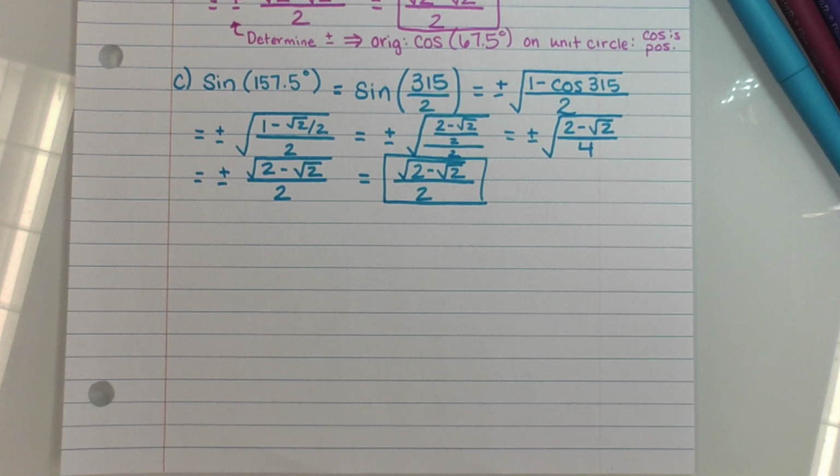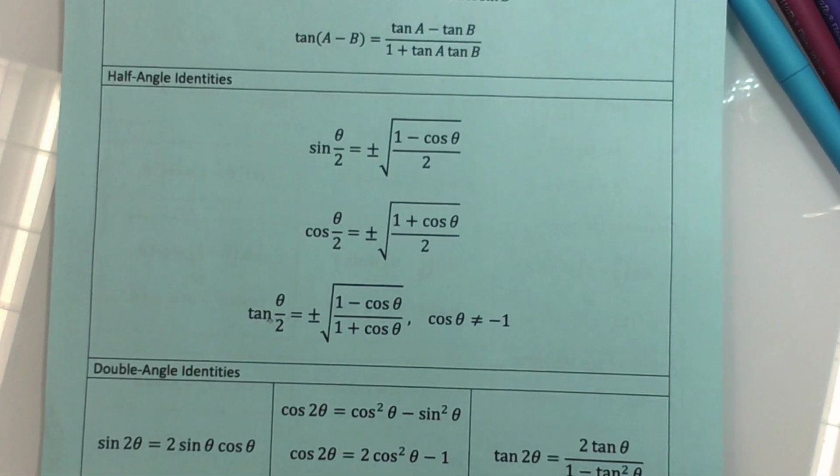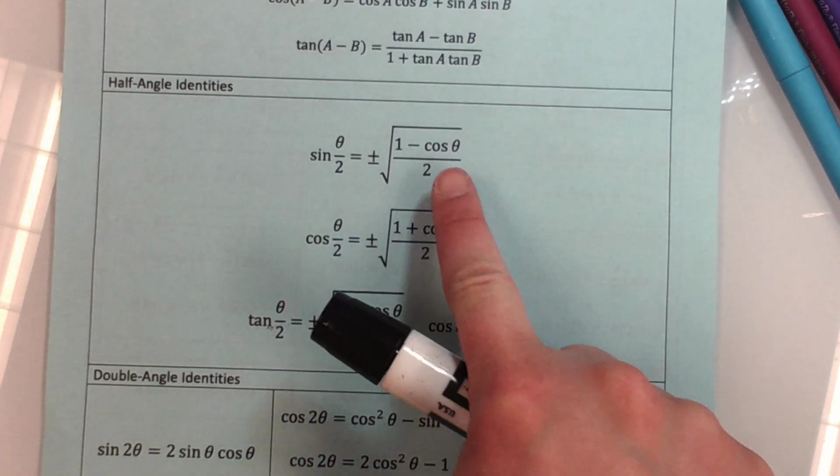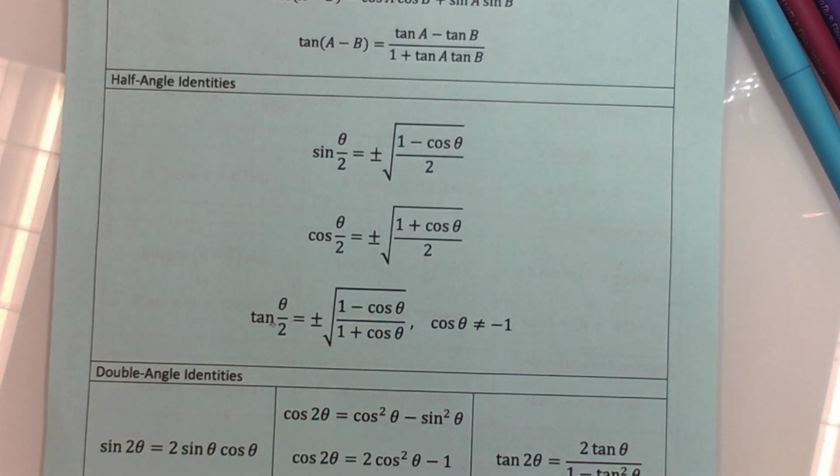On the identity, what goes inside the identity? Cosine of theta. Yes, I know this is sine. I don't care. The identity says to use cosine. Cosine of the 315 degrees. Positive, negative, square root, cosine of 315 is? Root 2 over 2. Not a negative root 2 over 2. That would be sine of 315.